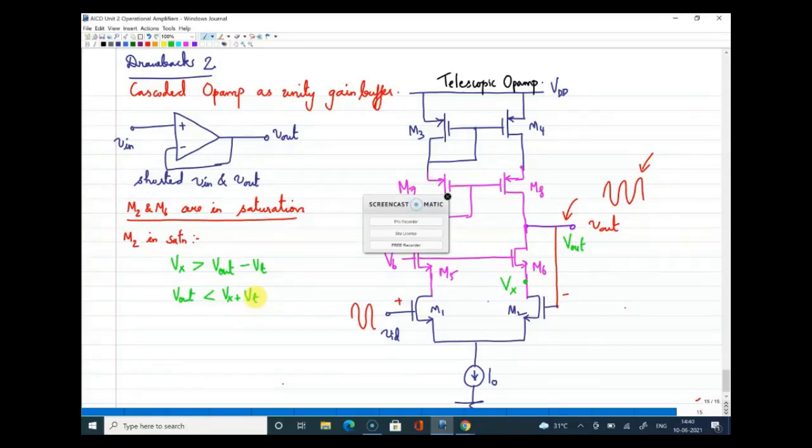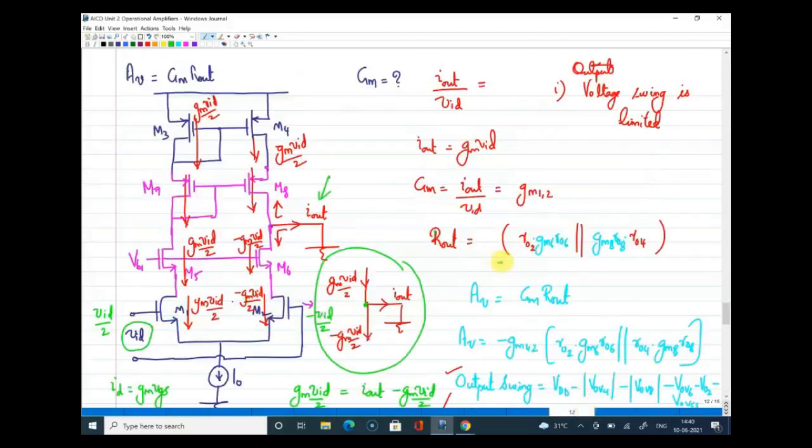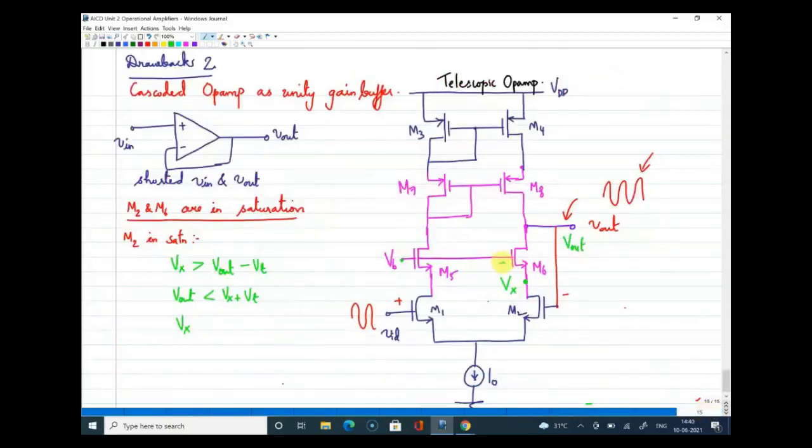Now what is Vx? How can I write what Vx is? Vx is the DC potential in the circuit. Vx can be written immediately with the help of this Vb voltage. Vb is the voltage coming at the gate of M6. From that Vb voltage, if I reduce one VGS, that is the VGS of 6, I get the Vx voltage. So I can write Vx equal to Vb minus VGS of 6.